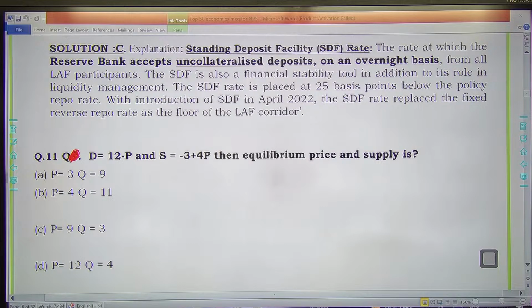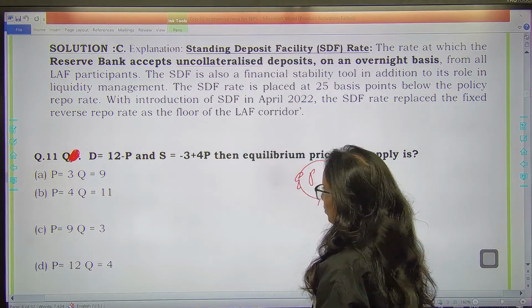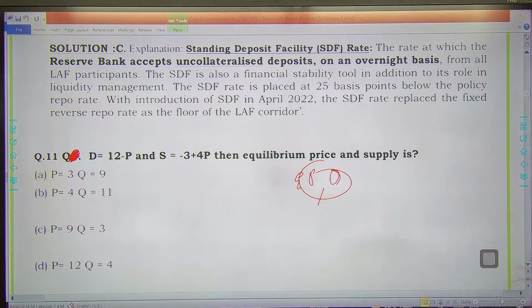So basically you have to find both P and Q, equilibrium price and quantity. Equilibrium price and quantity, both you have to find, Q and P. Quickly do this numerical very quickly. It is very simple. Anyone? Three and 9. Okay. Yes, 3 and 9. Right?